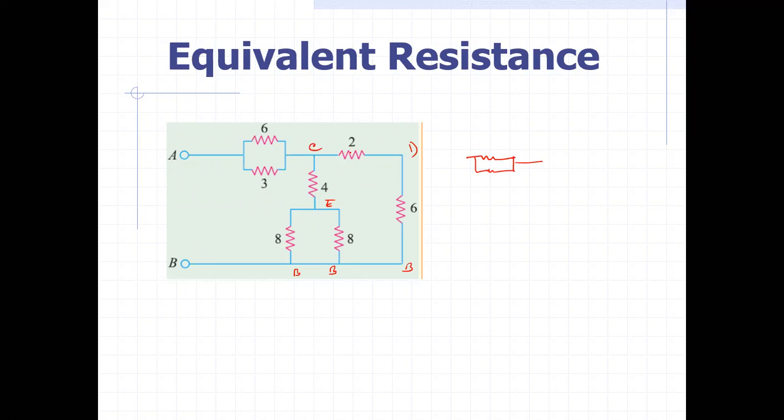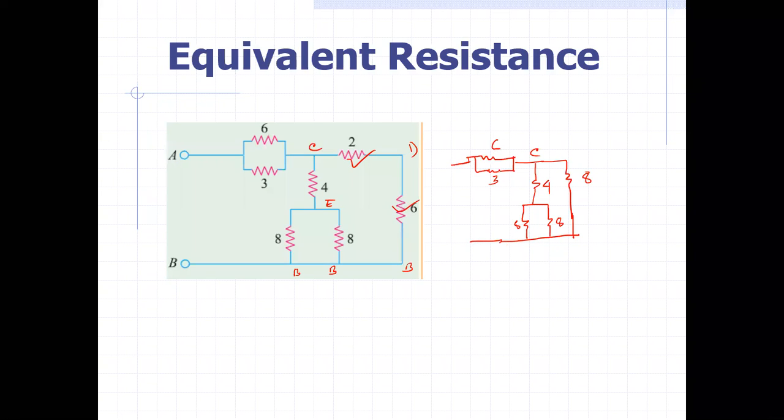Now at first C to B. This is the series. Okay, 6 and 8. C to B. This is the point C. So C to B, this is the 8. Okay, this and this, so this is the 8. Now this also 6 and this is the 3. Now C to E, this is the 4. And E to B, okay, this is the 8 and this 8. So this is our circuit.